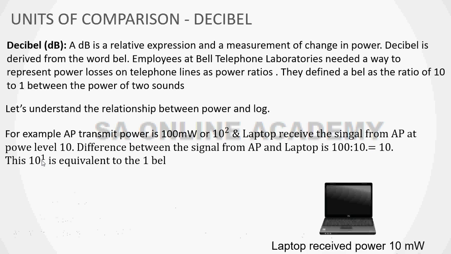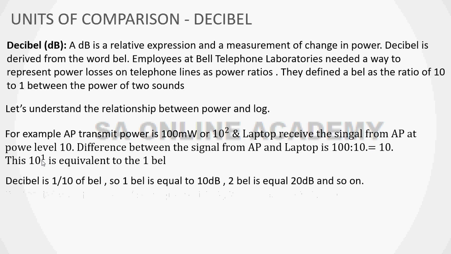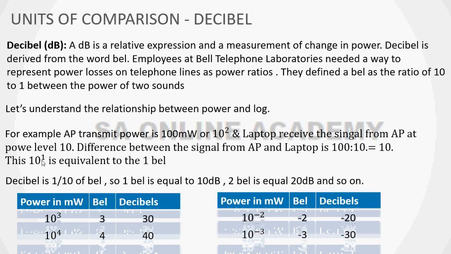Now what is a decibel? A decibel is 1/10 of a bel. So if the ratio is 1 bel, then 1 bel is equivalent to 10 decibel. So you are deriving a decibel from the bel, and that's why it is called decibel. Decibel is derived from the word bel. I have prepared a table for your easy understanding and memorizing of this part.